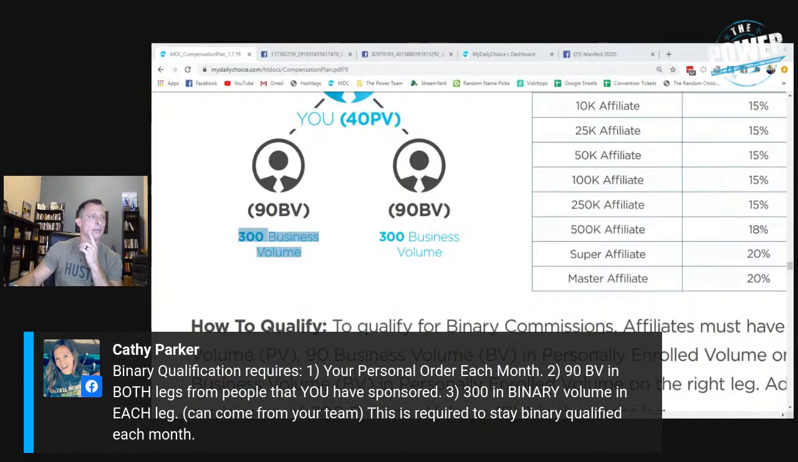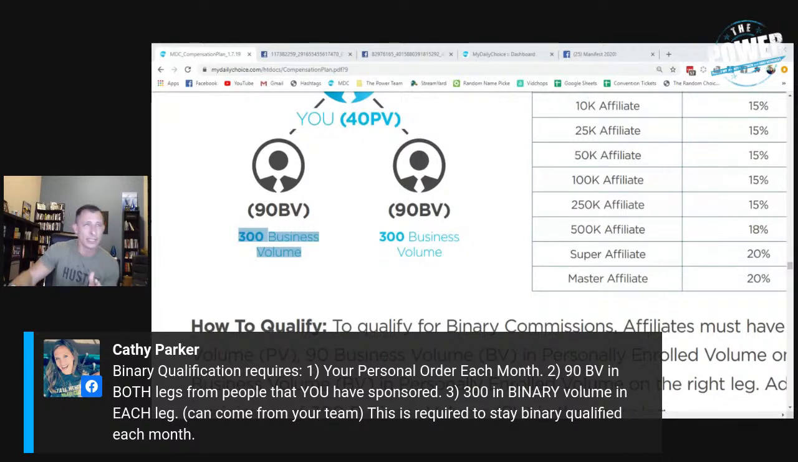So let me show you guys this. You guys look at this screen right here. Please look at this. Binary qualification requires, number one, your personal order every month. At least 40, but remember, don't leave money on the table. Don't do 40. You want to be executive with 90 every month. I recommend a director pack every month because you get it. It's 100 in volume. You get the products for cheaper if you do a director pack every month. That's number one. Number two is the 90 in BV in both legs, people that you have sponsored. And number three is 300 in binary volume in each leg, but that can come from your team, does not have to be personal. Okay?